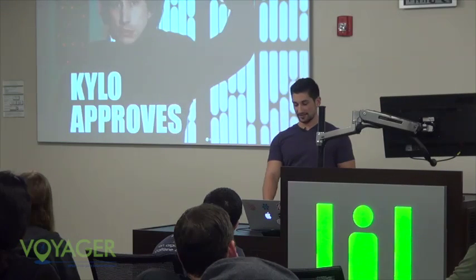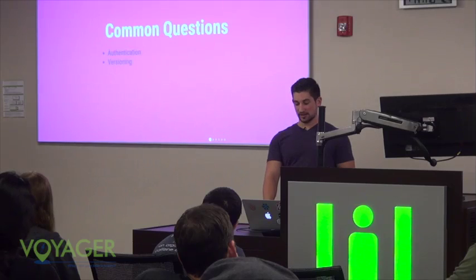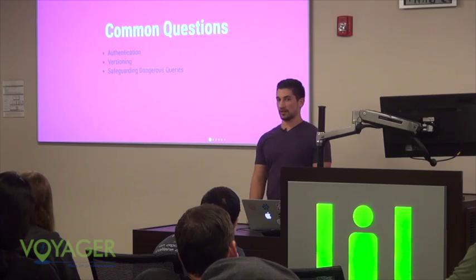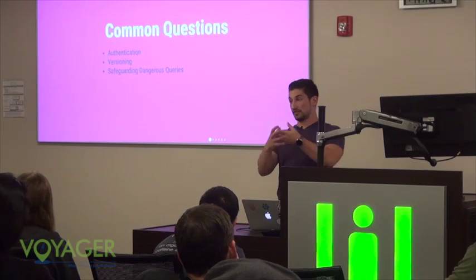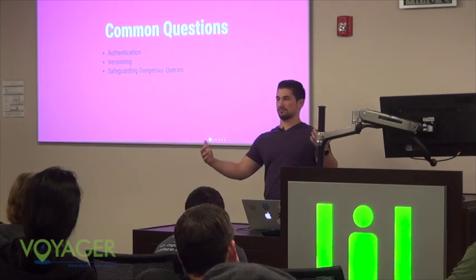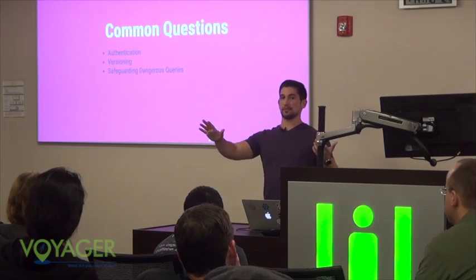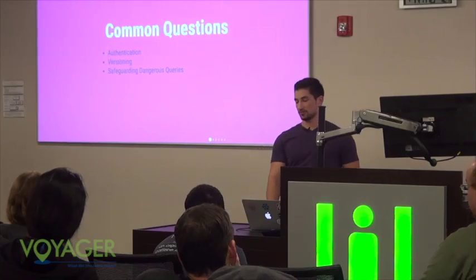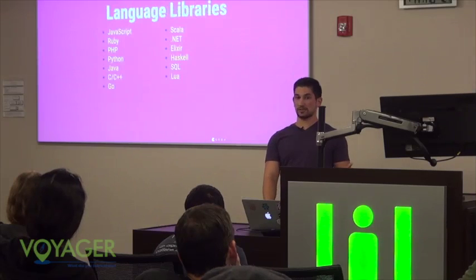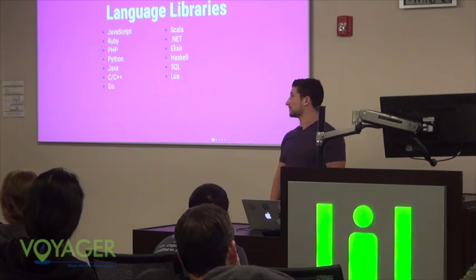Kylo approves. So common questions, and I think we pretty much hit most of them. Authentication, versioning, safeguarding dangerous queries. You can do other things too, like if the length or depth of the AST is over a certain amount, okay, you're doing something malicious, just stop. You can just reject the query in essence. Return null. So there's that type of thing. And again, Facebook's using this in production and has been for a while.